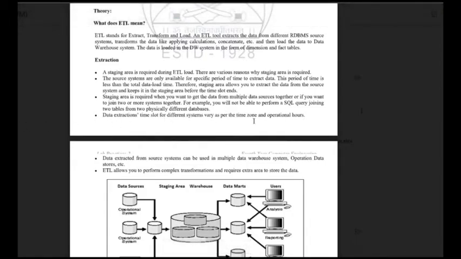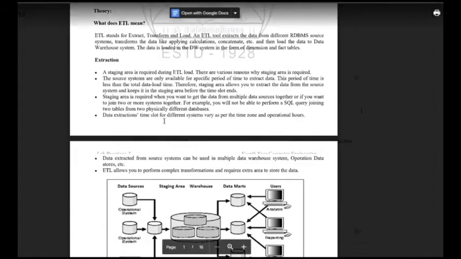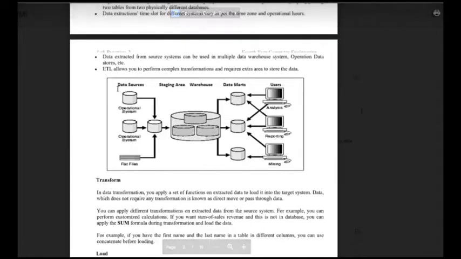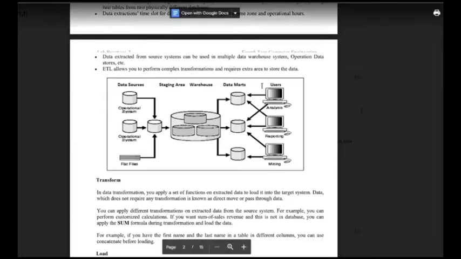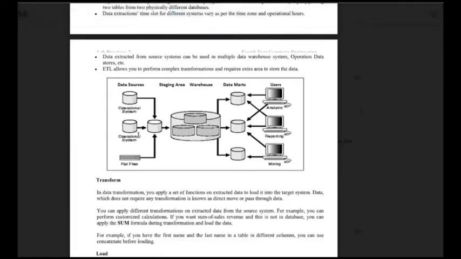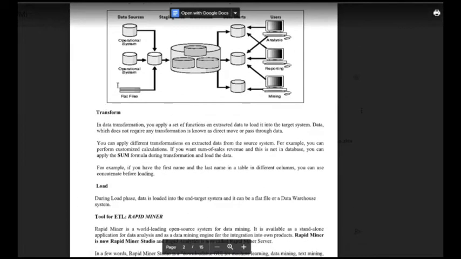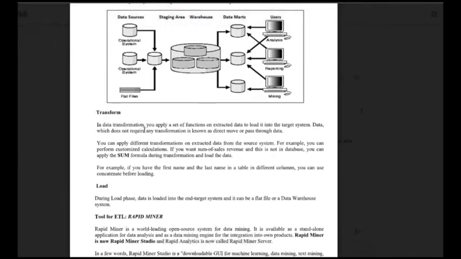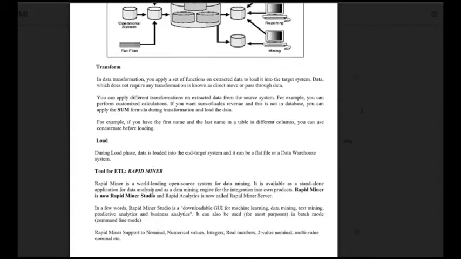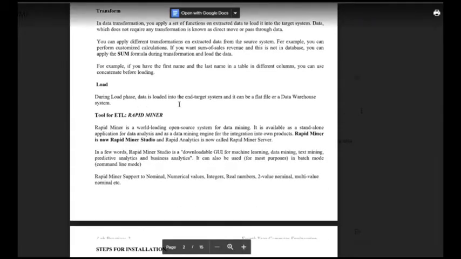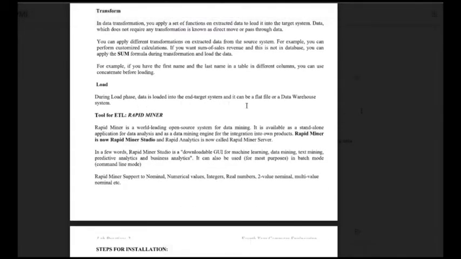The data sources are the enterprise data warehouses, data marts, operational systems, flat files, mining, and reporting. The second step is transformation, the data transformation. You apply a set of functions on the extracted data. Data that does not require any transformation is known as direct move or pass-through data. Third is load. During the load phase, data is loaded into the target system, which can be a flat file or a data warehouse.